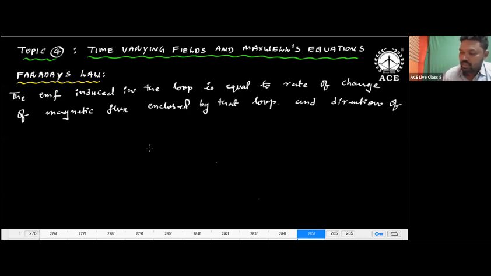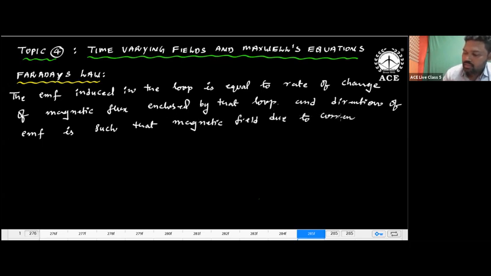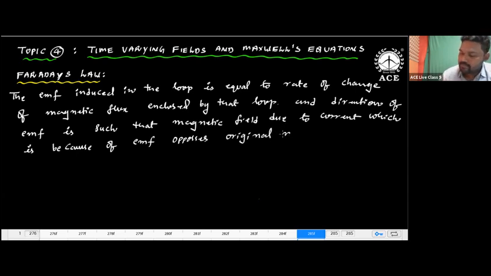direction of EMF is such that the magnetic field due to the current which is because of EMF opposes the original magnetic field.